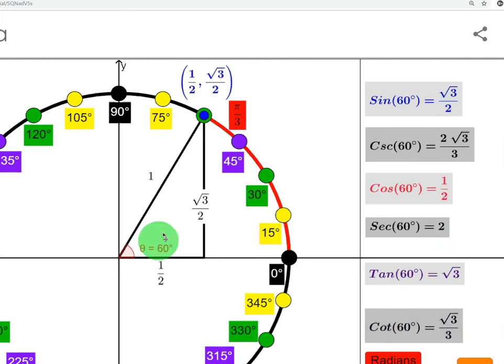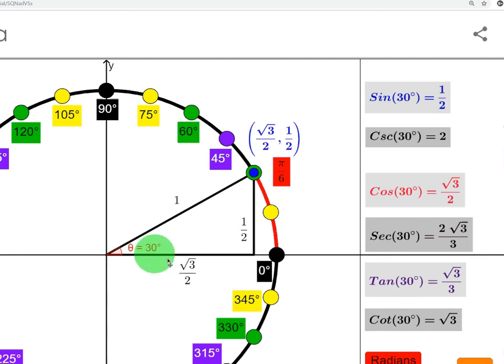Again, if we look at this triangle on the unit circle, now we have the opposite side is square root of 3 over 2, the hypotenuse is 1, which means that sine of 60, which is square root of 3 over 2, is the same as cosine of 30.